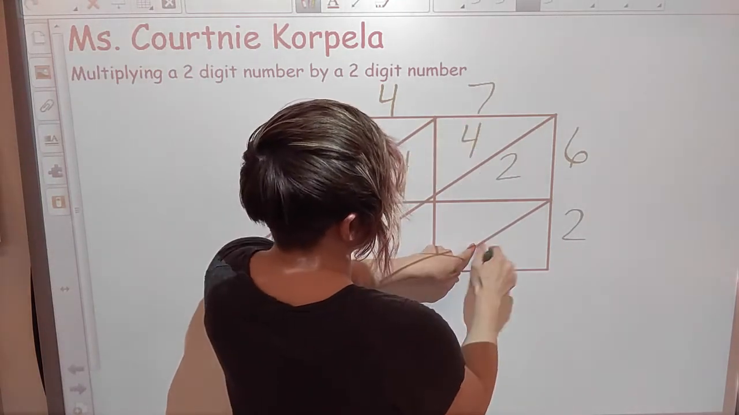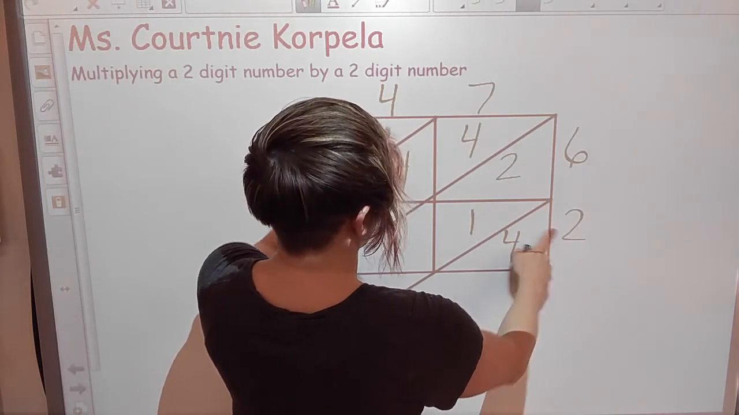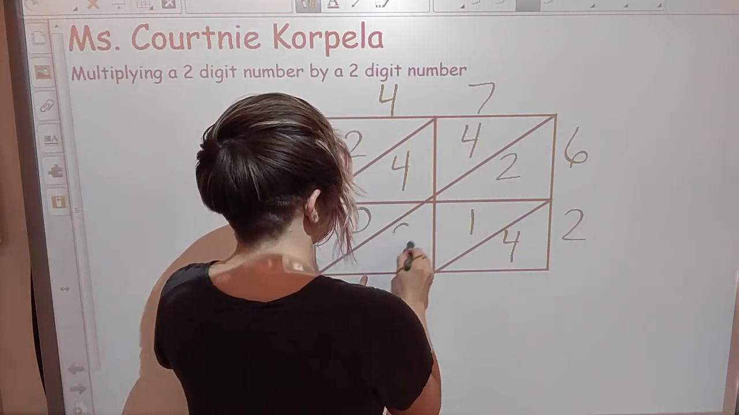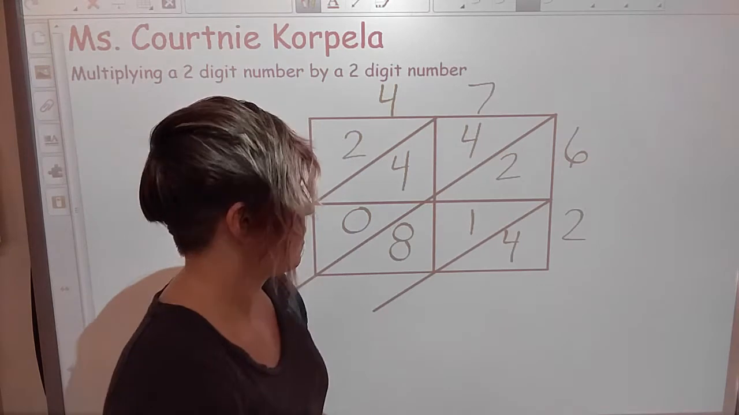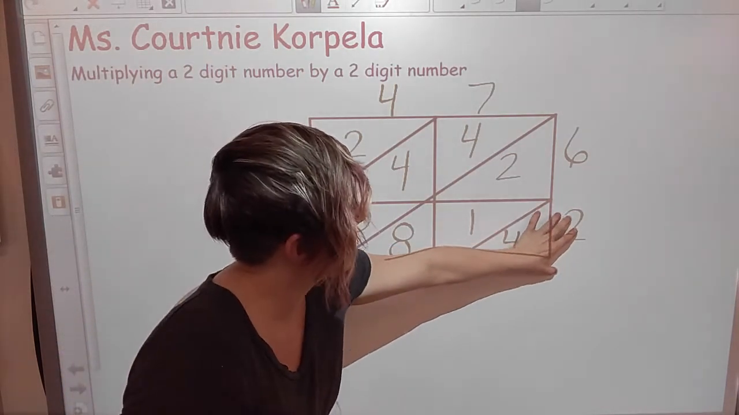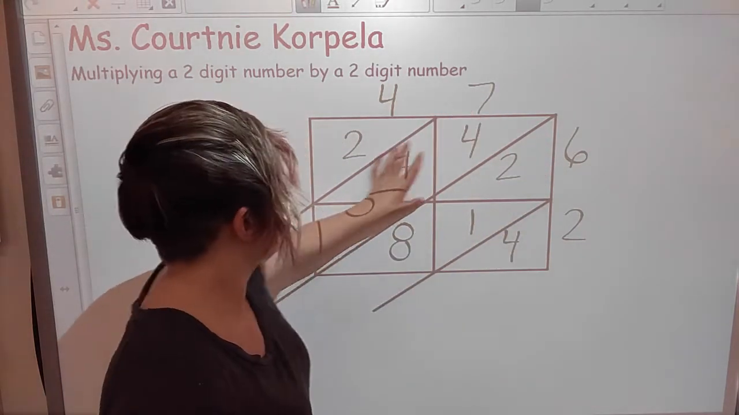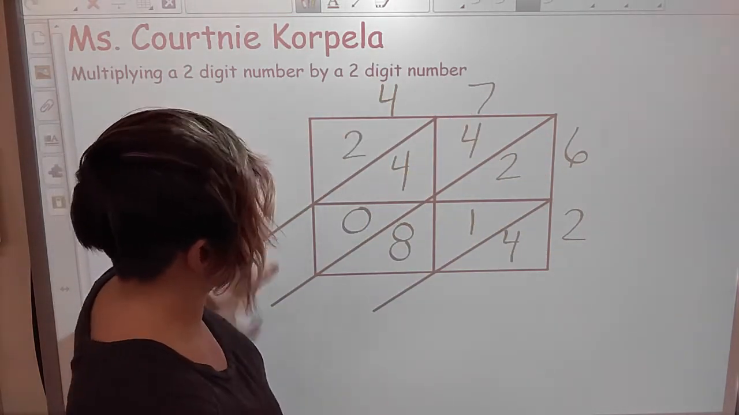7 times 2 is 14. And 2 times 4 is 8. That's 0 tens and 8 ones. My last step is to add the diagonals. I have a set of diagonals here, another part here, a third part here, and finally the last diagonal.